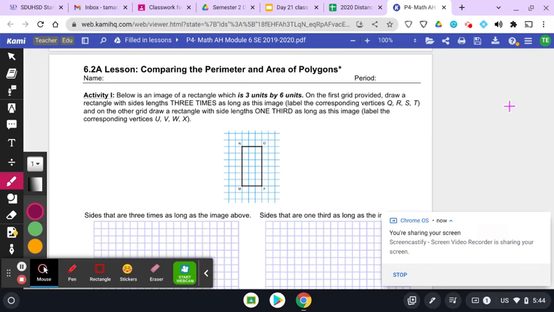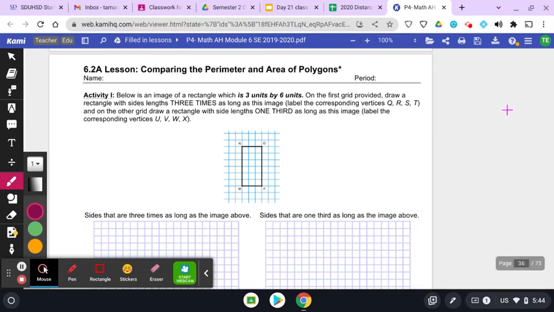All right, Math A honors, we're getting into lesson 6.2a. Activity 1. Below is an image of a rectangle which is 3 units by 6 units. On the first grid provided, draw a rectangle with side lengths 3 times as long as the image. Label the corresponding vertices Q, R, S, T.